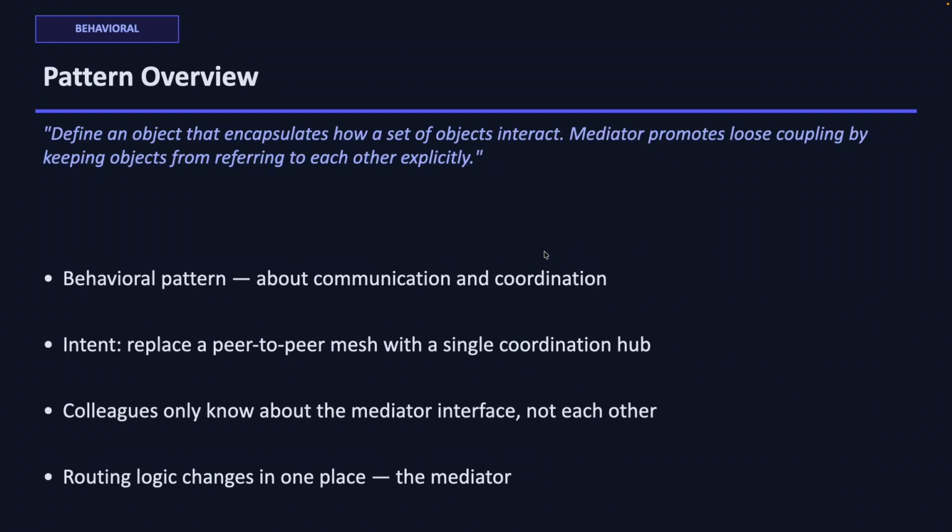For the pattern overview, the Gang of Four defines it as an object that encapsulates how a set of objects interact. The mediator promotes loose coupling by keeping objects from referring to each other explicitly. This means the peers are not talking to each other directly. They talk to a central hub, the mediator, which controls and coordinates all the communication. The peers only know about the mediator interface. They don't know about each other. They don't know each other exists. So one object absorbs the complexity so everyone else can stay fairly simple.